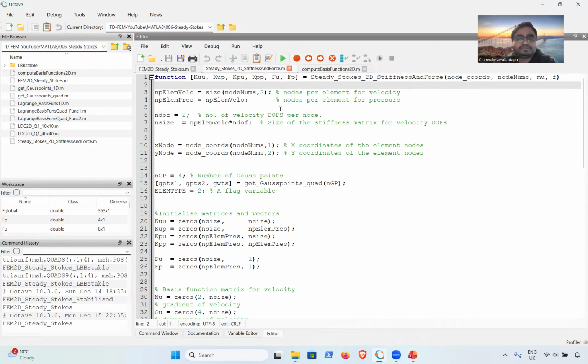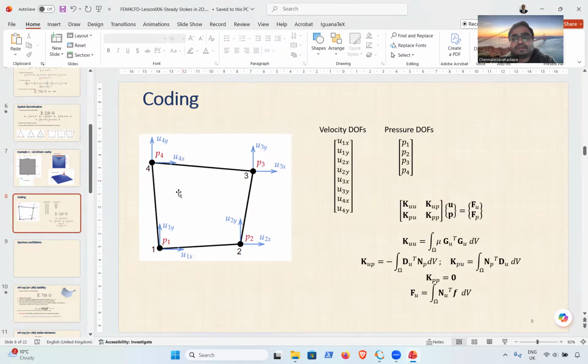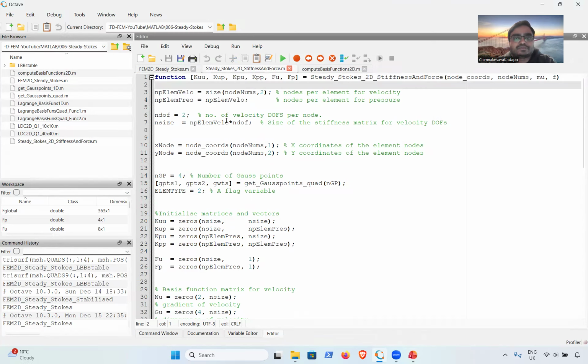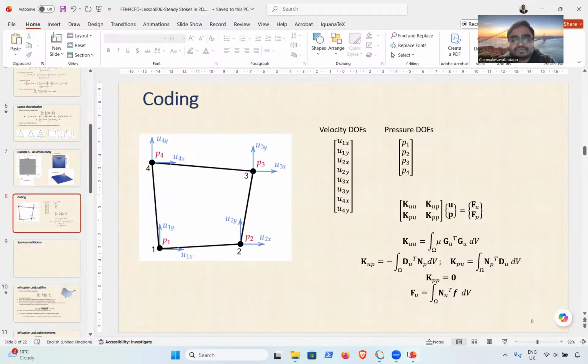For example, if you want to use a 9-noded element, then it should be automatically able to address that. Okay, so what I'm doing now is, for velocity, how many nodes are there? For this element there are 4 nodes, and for pressure also there are 4 nodes.